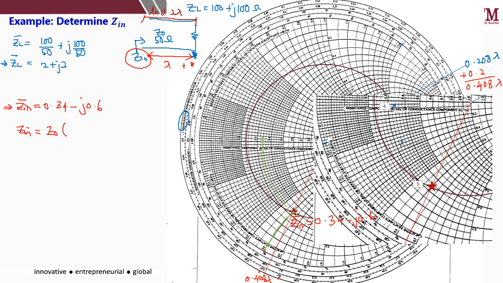So to get your real Z-in, you need to multiply with Z0. Z0 multiplied with 0.34 minus J0.6. So your Z0 is equal to 50. So you'll get your final or real Z-in value.